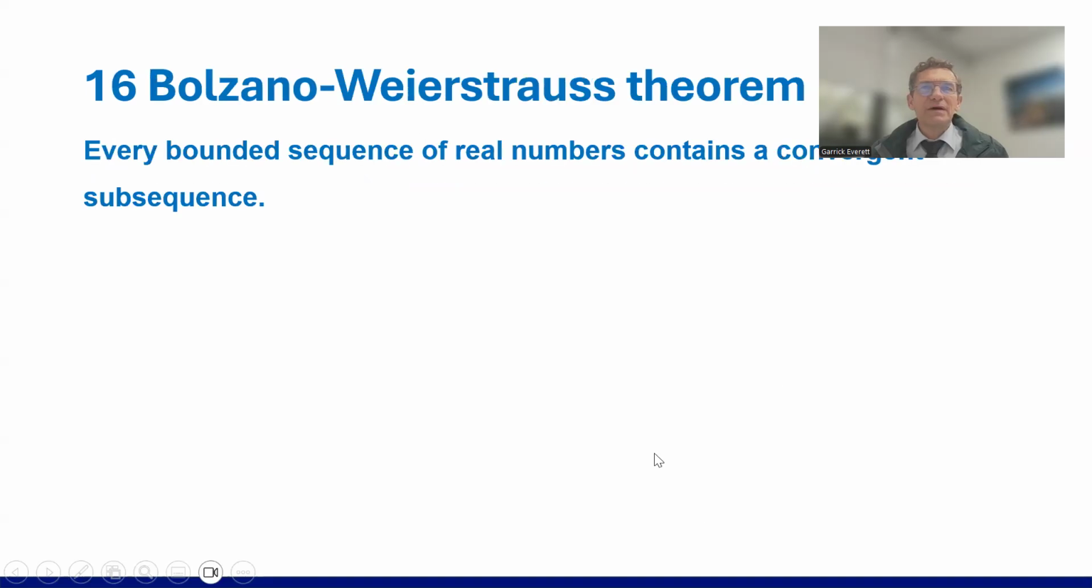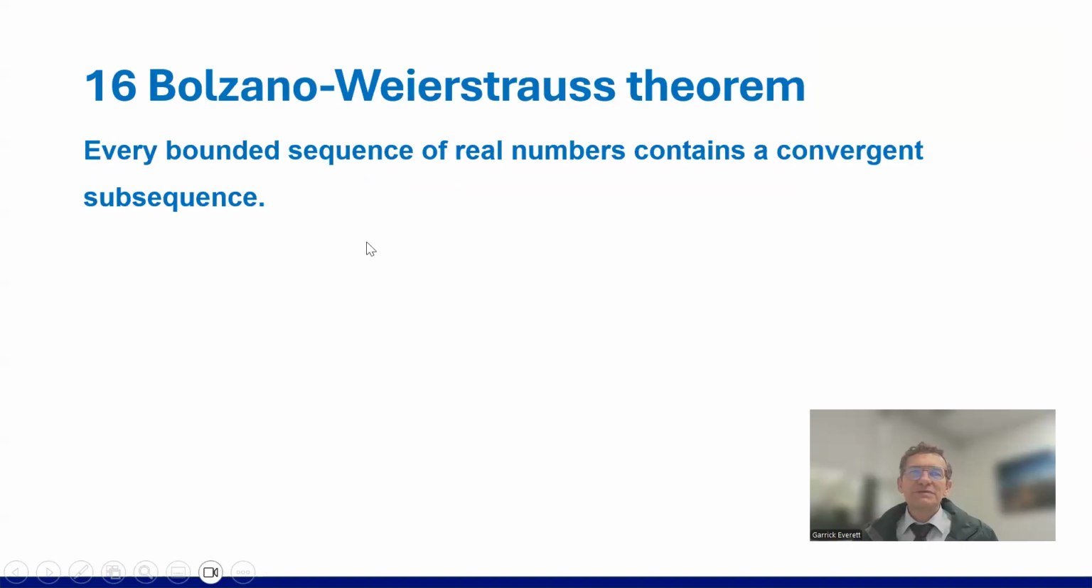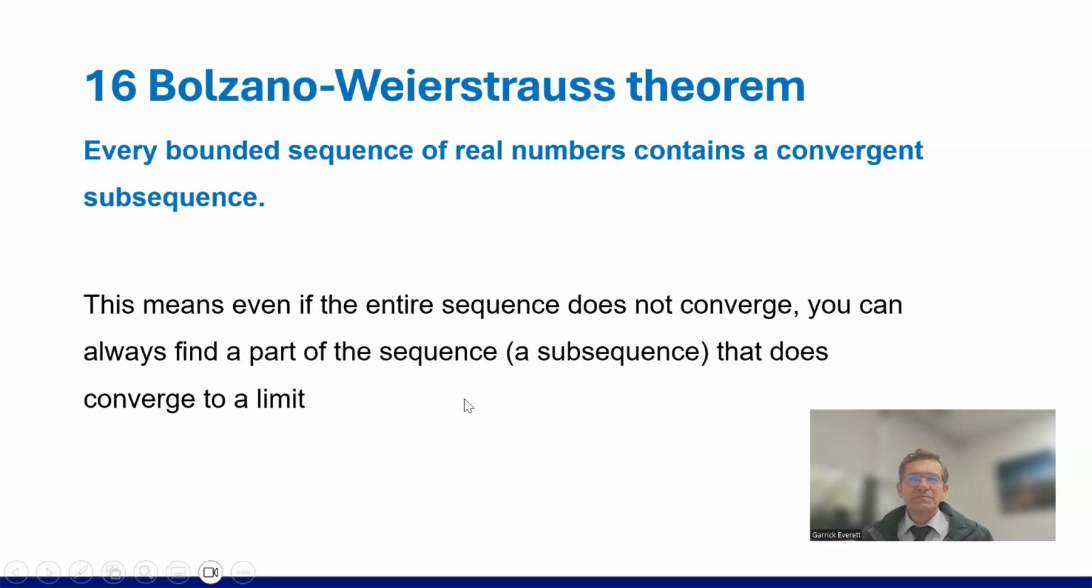The Bolzano-Weierstrass theorem: every bounded sequence of real numbers contains a convergent subsequence. This means that if the entire sequence does not converge, you can always find part of the sequence, a subsequence, that does converge to a limit. So that was Bolzano-Weierstrass, and there is actually a question on that, which we've done previously in parts 1, 2, 3. But at this point, when you ask something about that theorem, it won't be a number calculation.